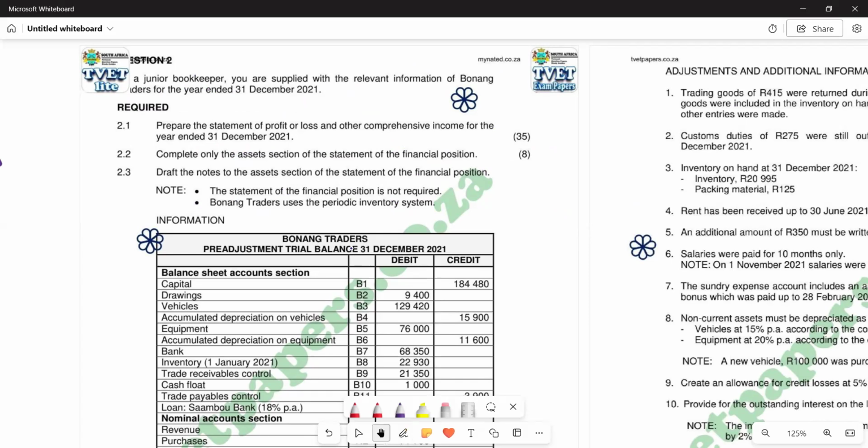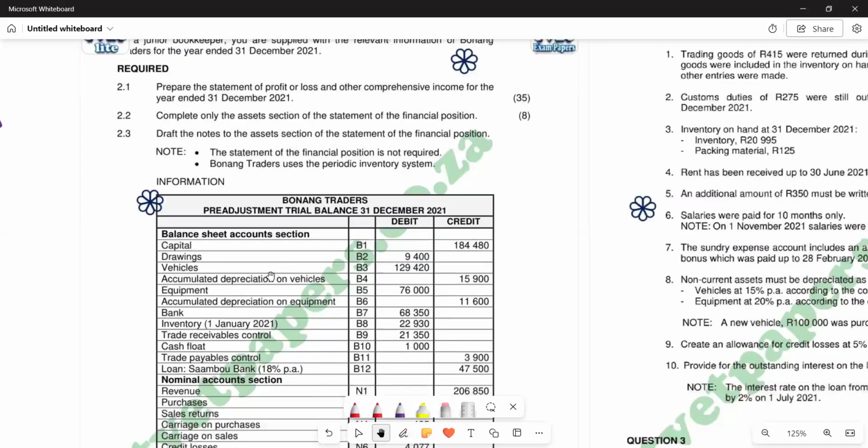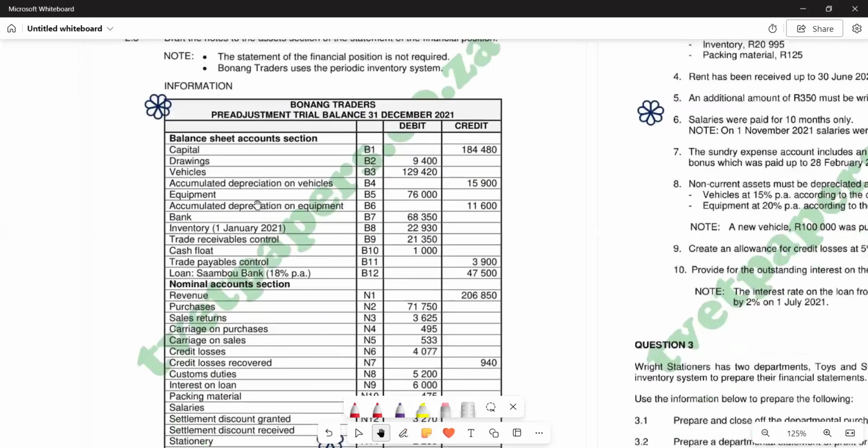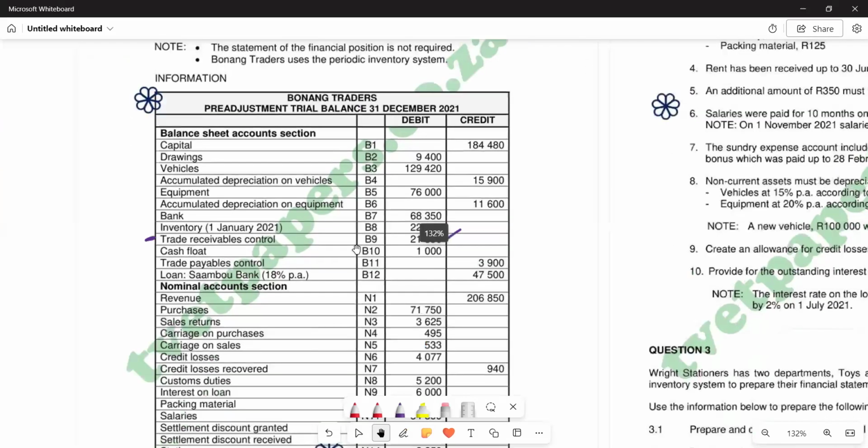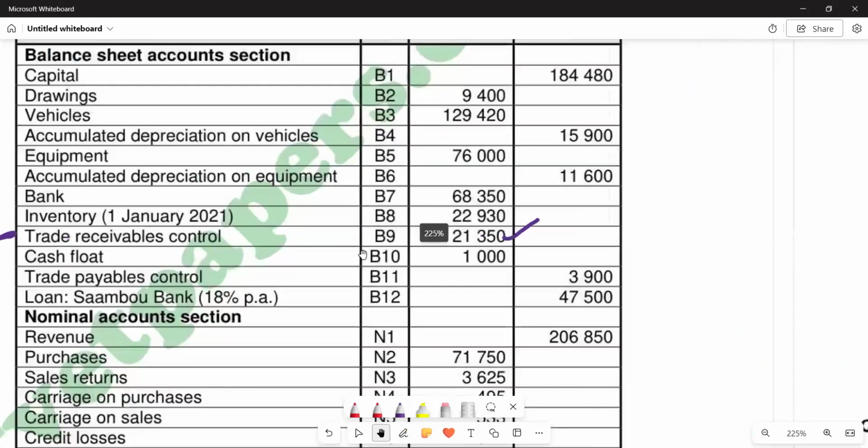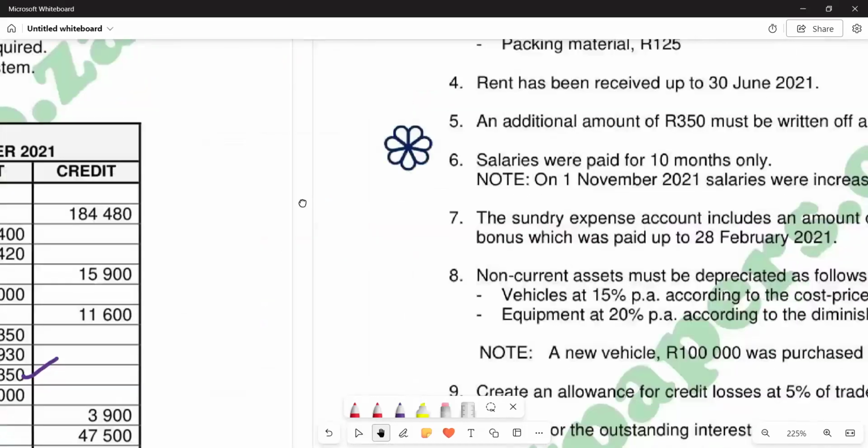We are going to go where we have the figures of our trade receivables, and then check how we calculate the provision for credit loss for that period. Here we are given our trade receivables figure, which is 21,350. This is the level of our trade receivables control for the period. Now we are supposed to go to additional information and see the level of provision for credit loss that we are supposed to use to calculate.